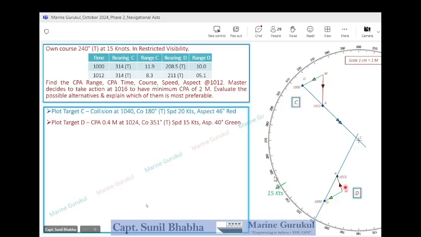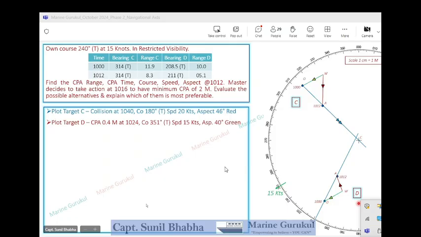So, in view of this, own ship is having only two options which are available to the master. One is an alteration of course to starboard, and the second is a reduction of speed. So we will now evaluate both these actions, and we will see which of them is most preferable and recommended in this situation. Now, how should we evaluate the action? Which target shall we take to evaluate the action? Should it be target Charlie or should it be target Delta?